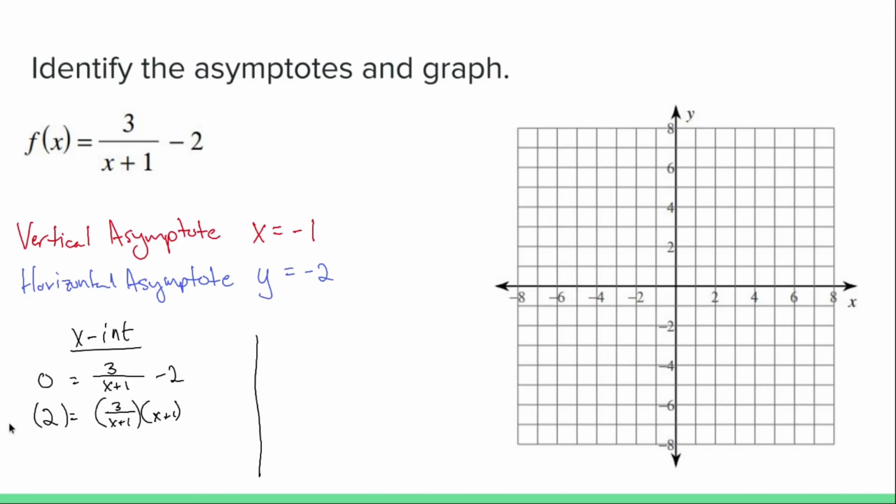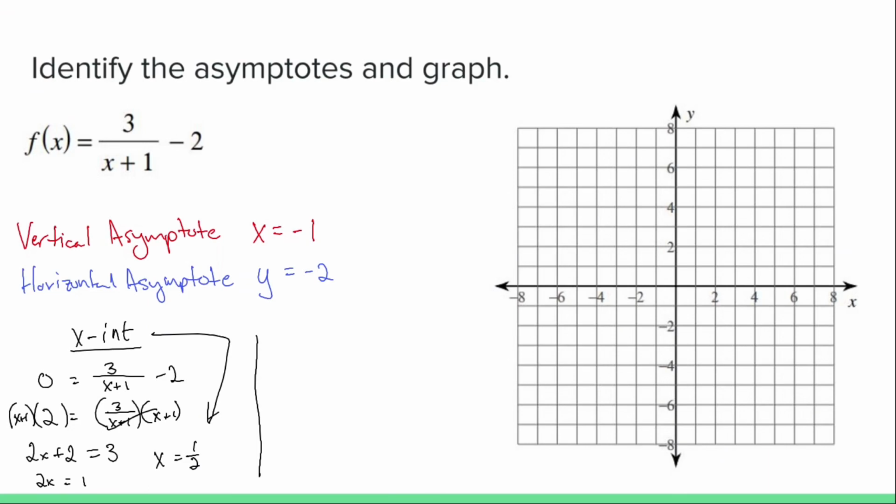We're going to have a little bit of distributive action over here. 2 times x is 2x, 2 times 1 is 2. So we have 2x plus 2 equals 3, because that cancels out. Subtract 2, and 2x is going to equal 1. Then divide by 2, and we have an x-intercept at 1/2. So that's going to be my x-intercept, at 1/2.